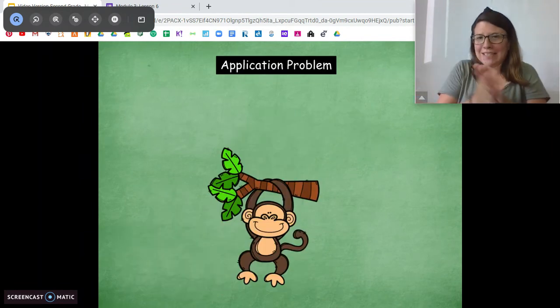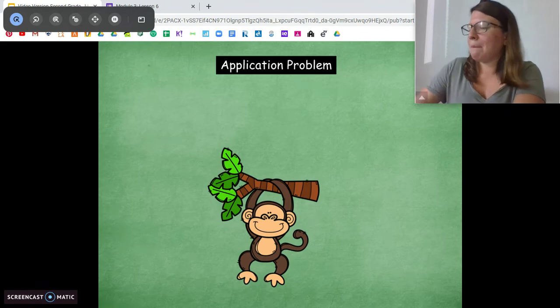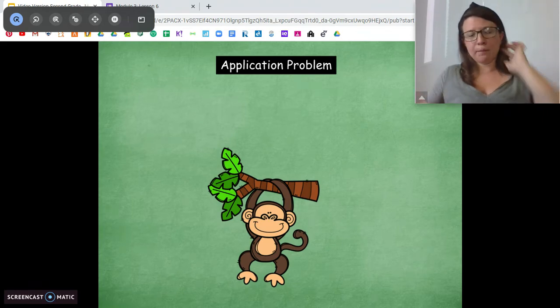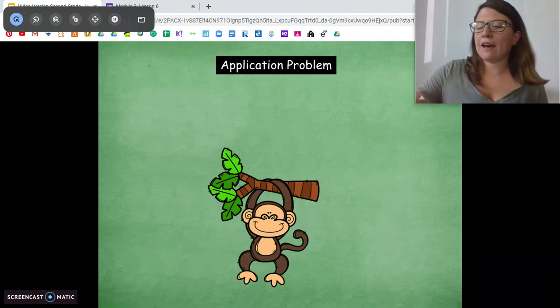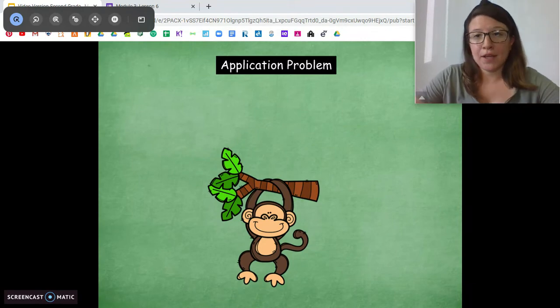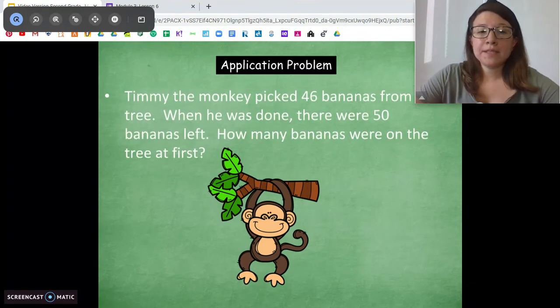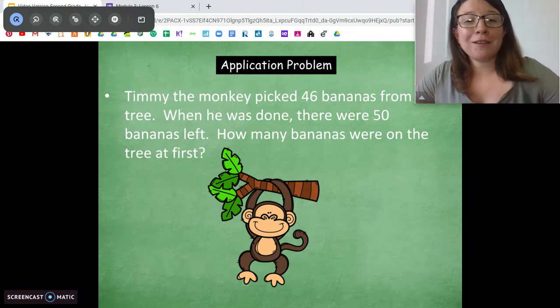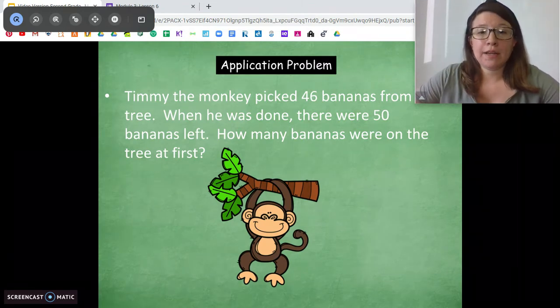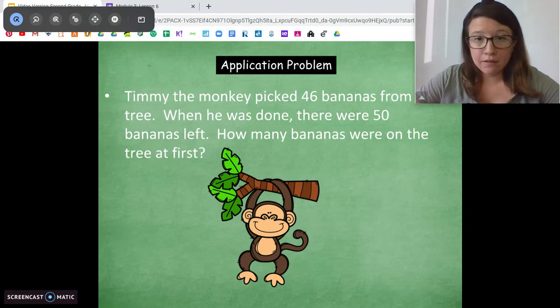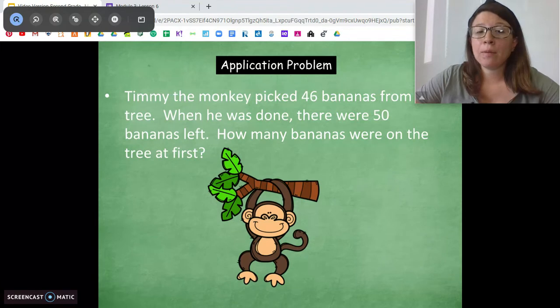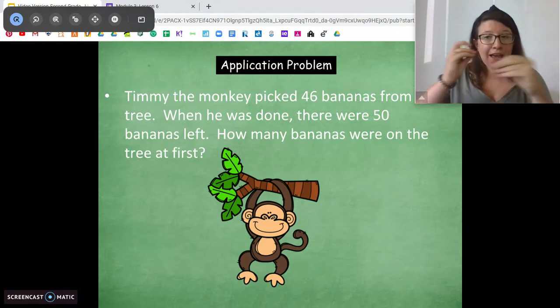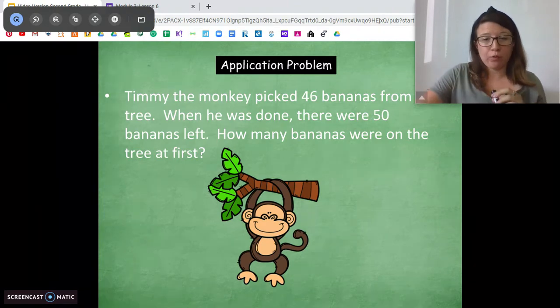Awesome. All right, we're going to continue with these monkeys and bananas. Get out your paper and your pencil or your marker and your whiteboard, whatever you have with you. So we're going to work through this application problem. Our problem today says, Timmy the monkey, Timmy, so cute, picked 46 bananas from the tree. When he was done, there were 50 bananas left. How many bananas were on the tree at first? That at first part is important to our problem.